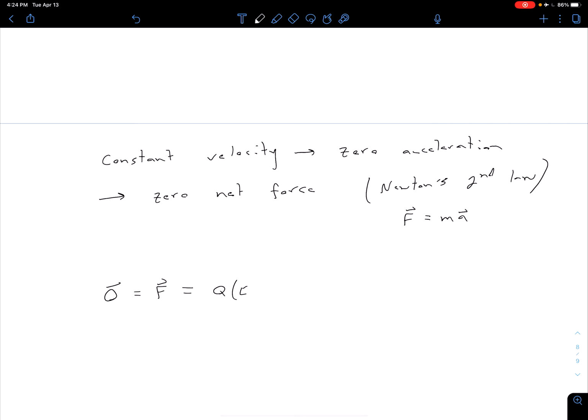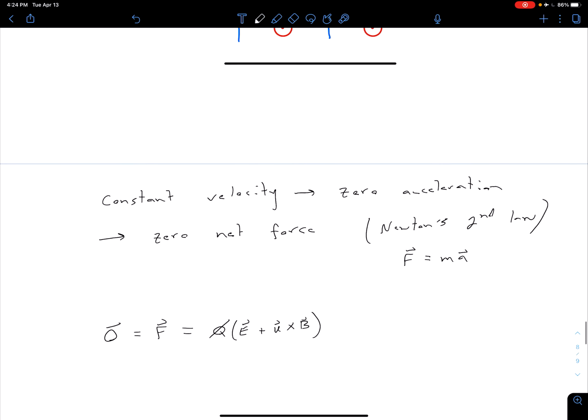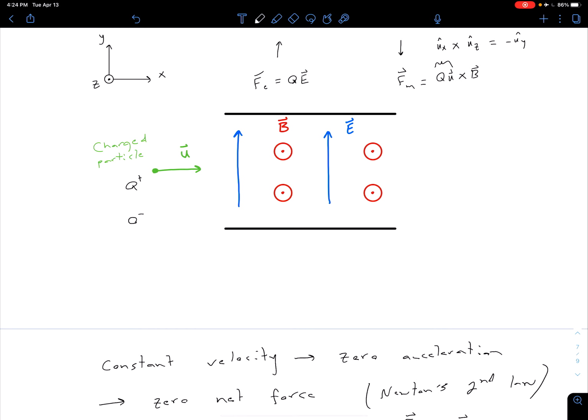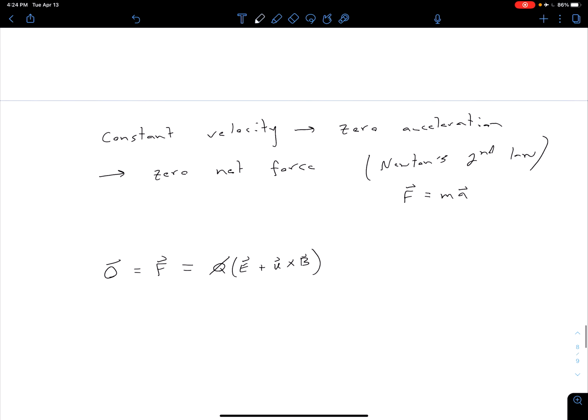So we have Q times our electric field plus the velocity of our particle cross with our magnetic field B. Right away we can see that Q is going to cancel out, because we can divide both sides by Q. Ultimately, that means this is independent of the charge. If we had considered a negative charge, for instance, our electric field force would be pointing downwards and our magnetic field force would be pointing upwards. Same basic idea, we just switched the directions around.